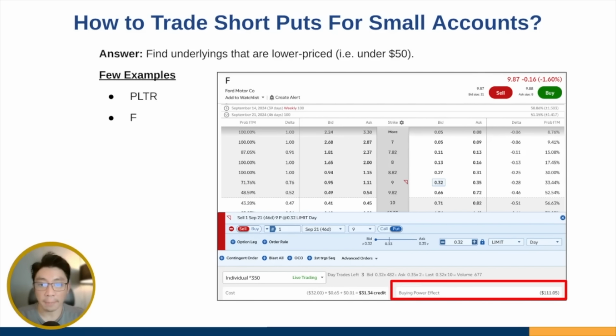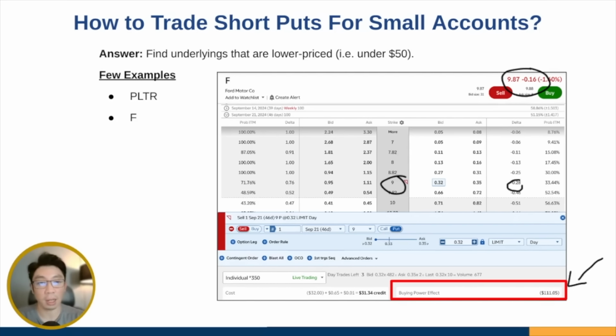Now, another example would be Ford Motors, right? The ticker symbol is F. As you can see down here, Ford is even cheaper, right? At this recording, Ford is only roughly about $9.87. And the strike price that I've chosen is $9. So again, roughly about 30 deltas. And you can see for this, the buying power that you need to put on this trade is only $111, which is not so much, right?